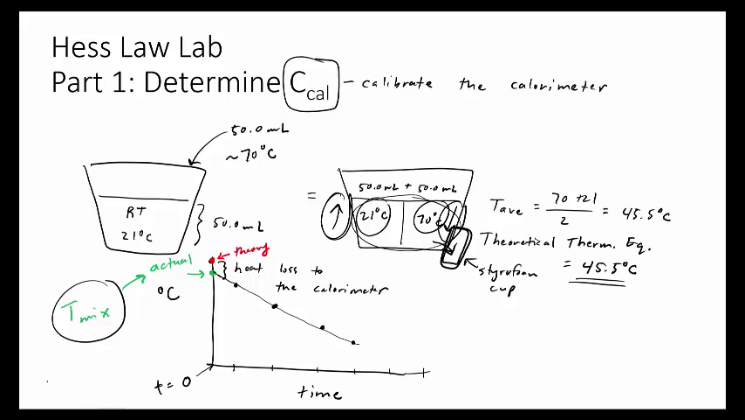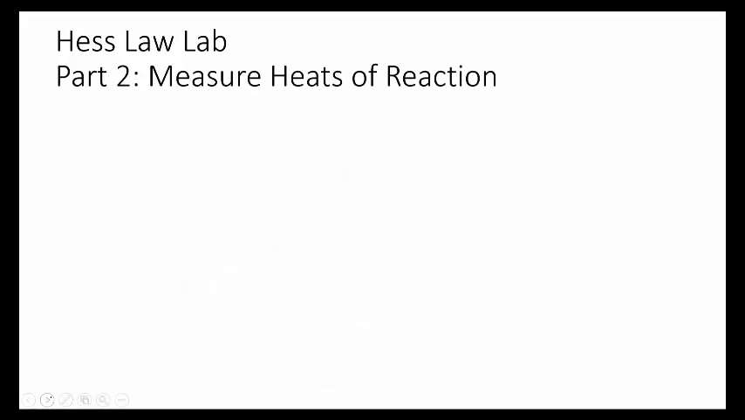So that's part one. Let me go into part two, and this should help explain why we even do part one. In part two of the lab, we're measuring the heats of three different chemical reactions. Reaction one, I believe, is this one.